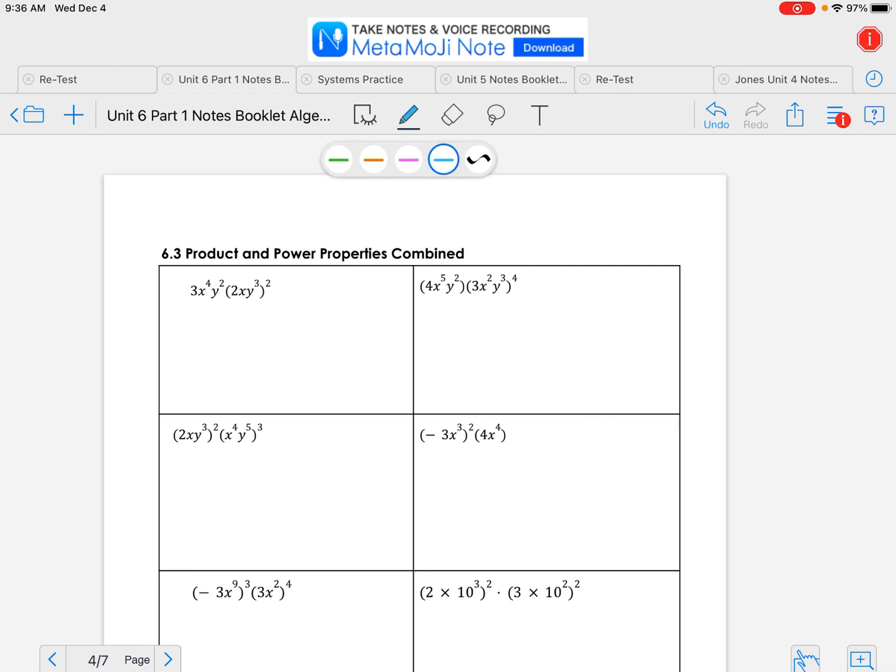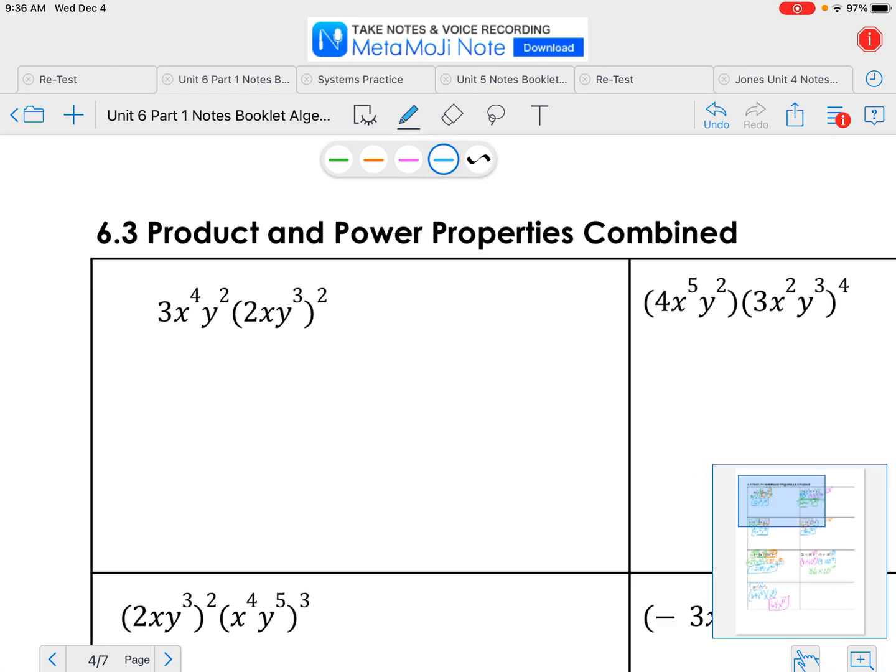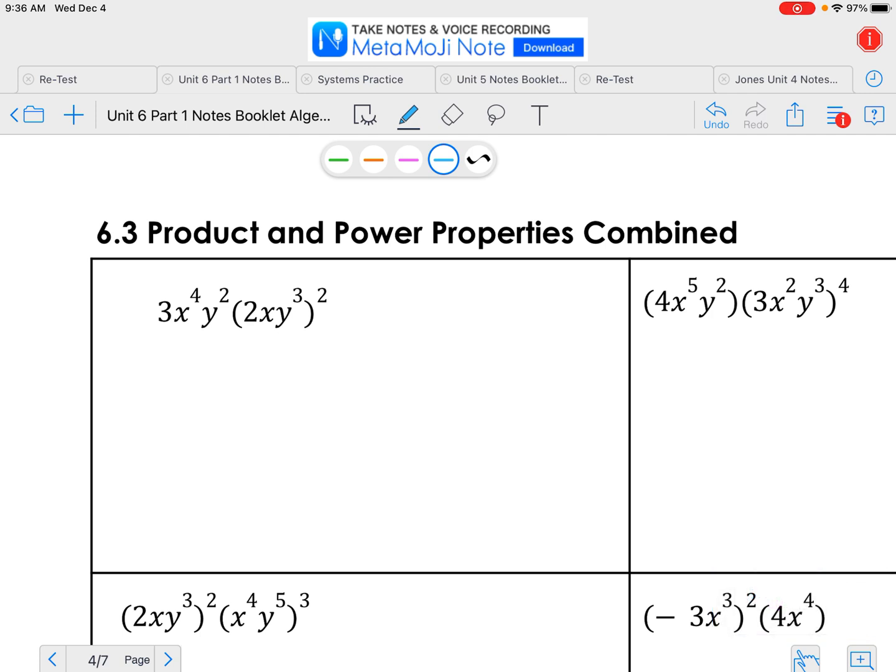Today we're just going to combine the product and the power properties that we've already learned. So we're going to start taking this one step at a time. We're going to have to do it in 2 steps. This first one, the first thing we always deal with is the parentheses. And the parentheses have this exponent outside of them that we've got to deal with. This first part doesn't change, so we just write it down as is.